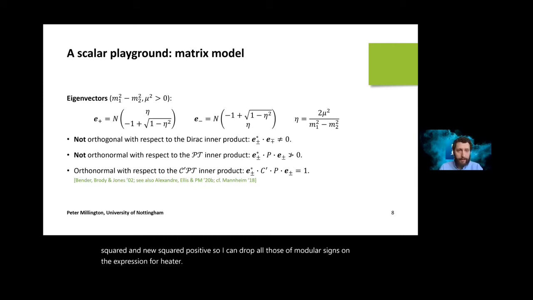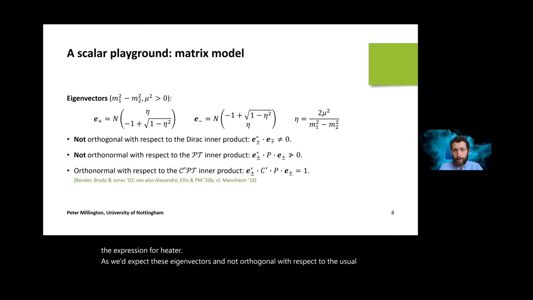As we'd expect, these eigenvectors are not orthogonal with respect to the usual Dirac inner product, which for the matrix model is the expression that I've written here, just the complex inner product. And also, as we might expect, it's not orthonormal with respect to the PT inner product, because one of those eigenvectors, namely the E minus, has a negative norm under the PT inner product.